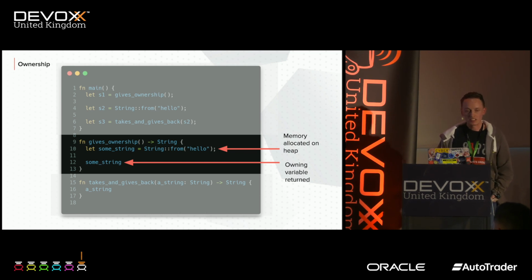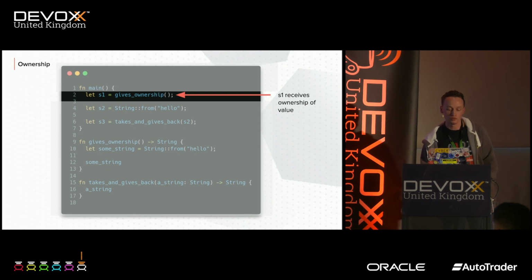When we get to the end of the scope, the compiler won't delete the value of this variable from memory because it knows that it's being returned from this function, in which case the ownership of this value is moving, and the ownership will move to S1.